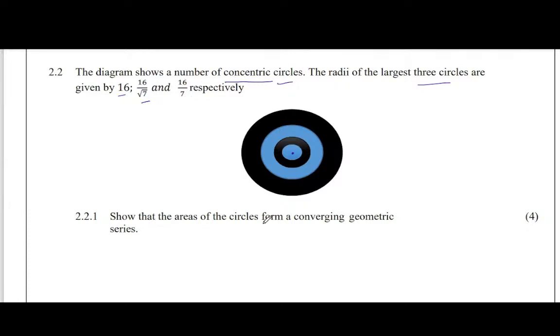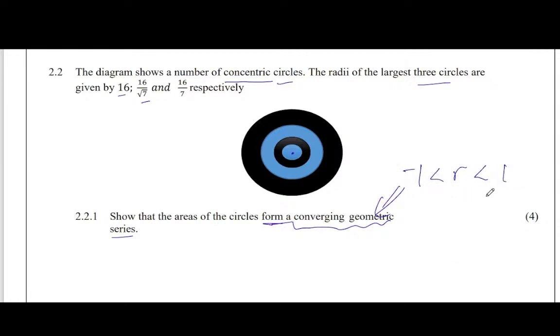2.2.1, we must show that the areas of the circles form a converging geometric series. So for us to do that, we need to remember the condition for convergency, that our common ratio must be between -1 and +1. The common ratio must be between this.